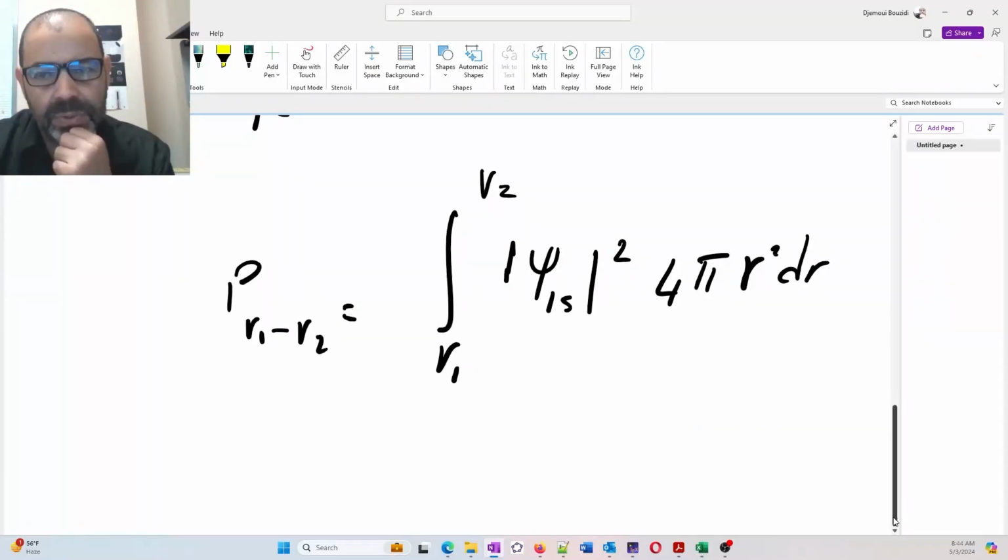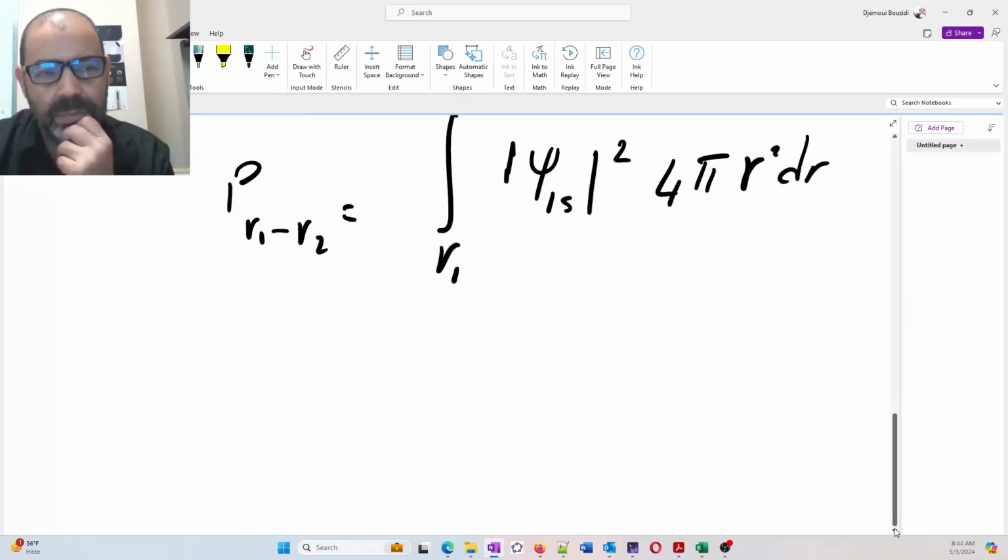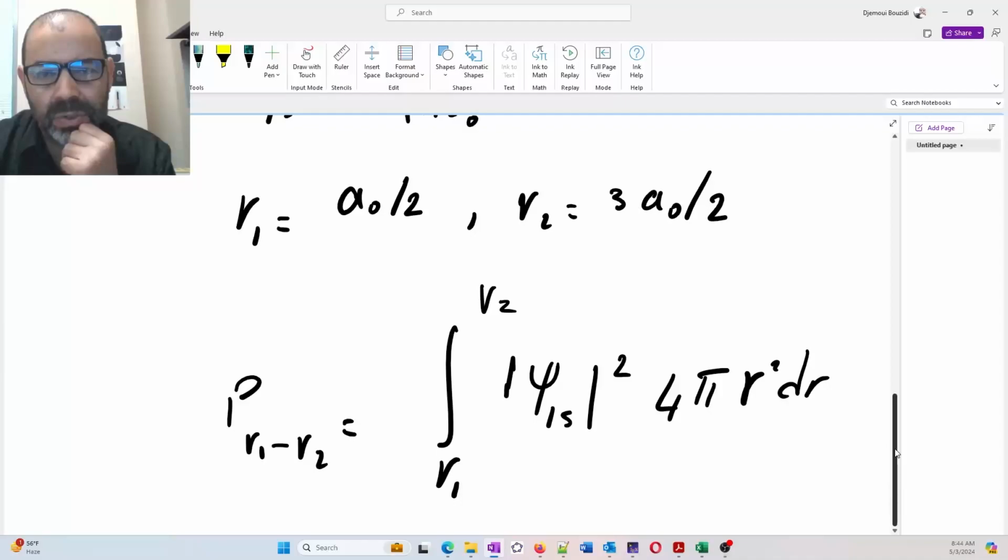It's very important to make sure that you're working in the proper units, since we're in polar coordinates. That's what we need. Anyway, the only thing that is different than the normalization integral is that that integral was from 0 to infinity. This integral is from r1 to r2. So everything carries the same.